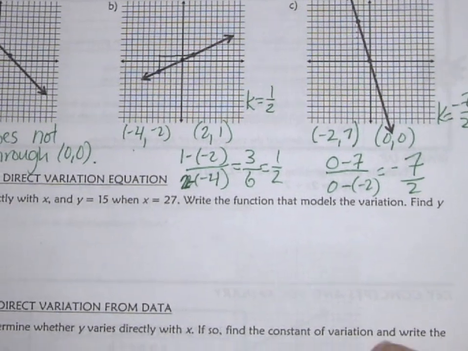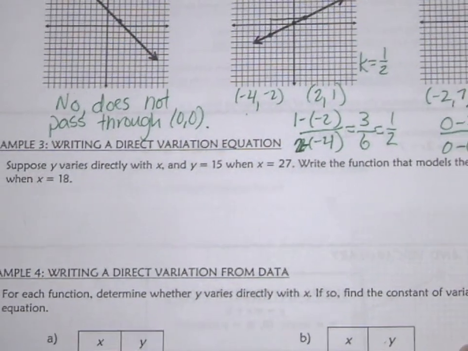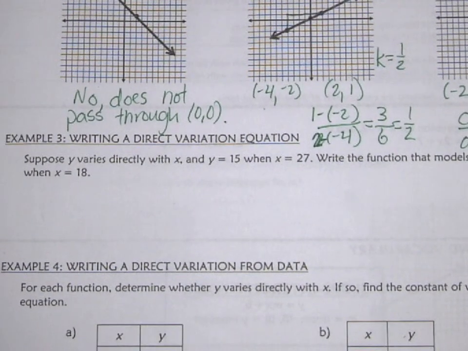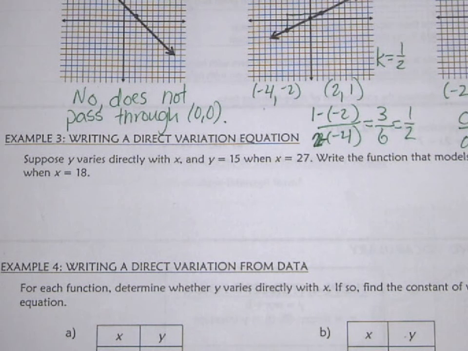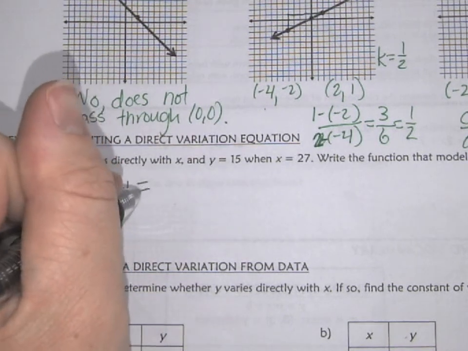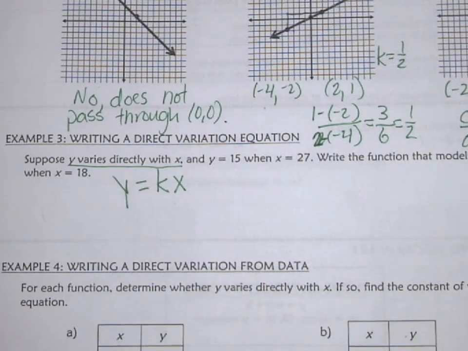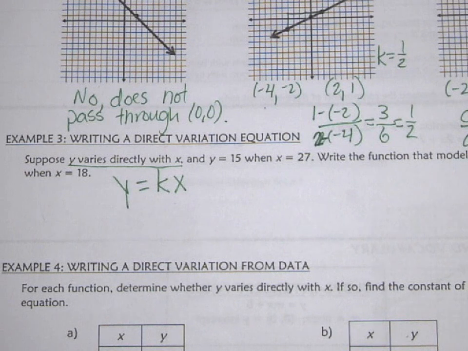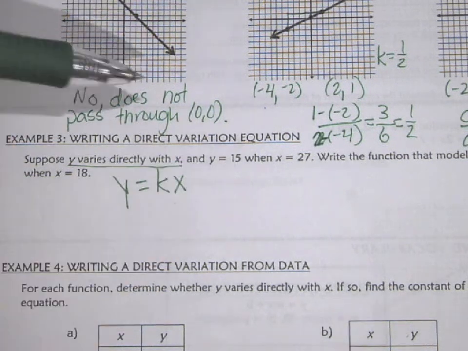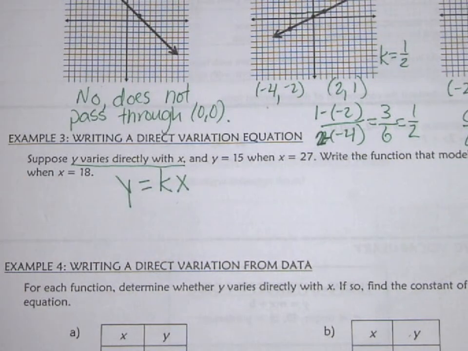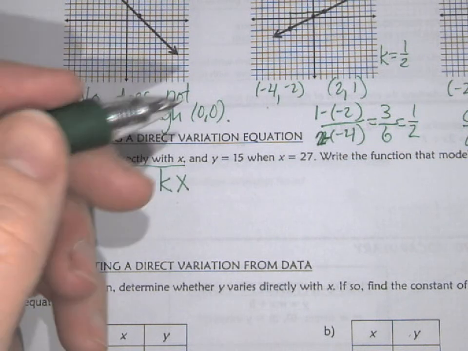Okay. All right, now we're going to look at how we can write our own function or equation if we know that y is varying directly. So here we know that y varies directly with x when y is 15 and x is 27. So what we have to do is find our k value. So we know that y equals k times x because that's what this piece right here tells us. In order to figure out what our k value is, we're going to substitute the y and x values into our equation and then solve for k.